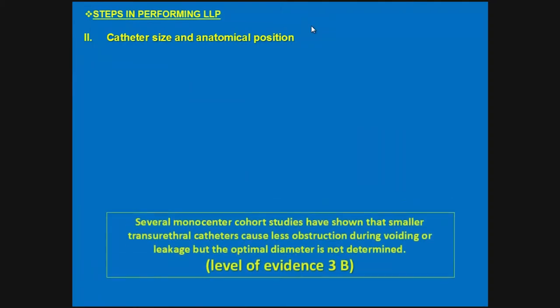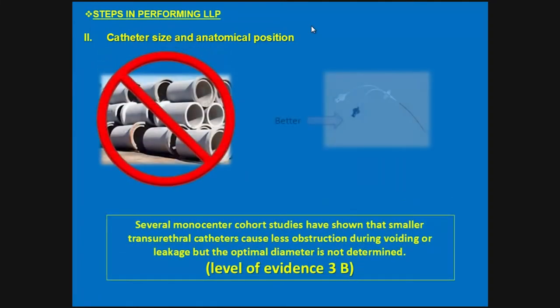The catheter size and anatomical position. Several monocentric cohort studies have shown that smaller transurethral catheters cause less obstruction during voiding or leakage, but the optimal diameter is not yet determined.